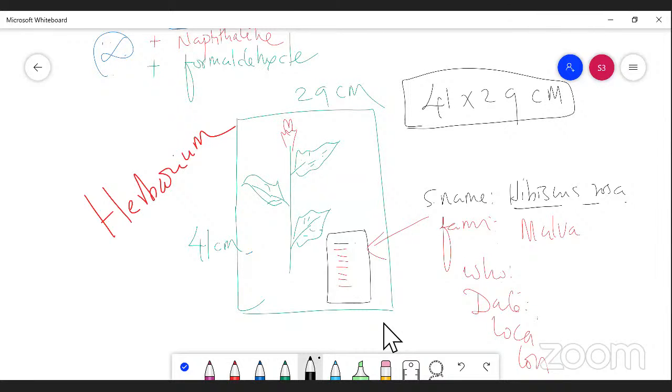Standard size of herbarium sheet: 41 centimeter is the height and 29 centimeter is the width. So please understand, that is a very important area. So this is a herbarium. The dried specimens are mounted on a specific sheet. It is also referred to as the storehouse or the place or institute where the dried specimens are maintained and prepared. Okay.